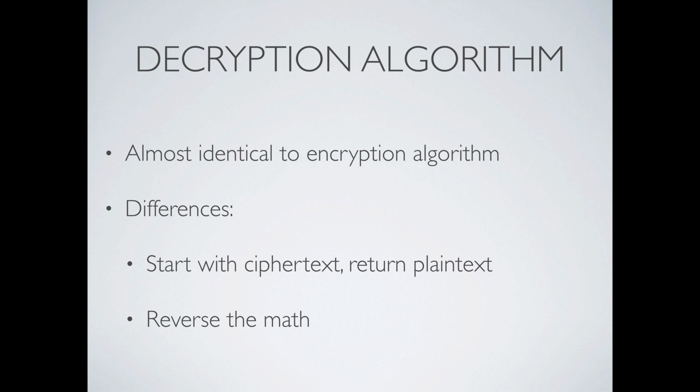So whenever you're doing this cryptography stuff, generally you will be writing 2 functions at a time, one for encryption, one for decryption. The nice thing about decryption, though, is that the algorithm for it is almost identical to the encryption algorithm, which makes sense because you're doing the same thing just backwards. So the differences are you start now with the ciphertext and then you return the plain text, right? Because that's the whole point of decryption.